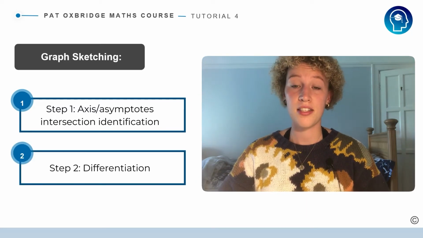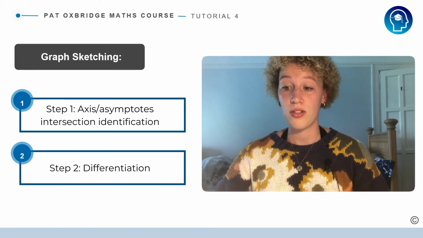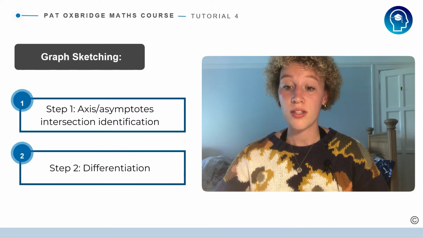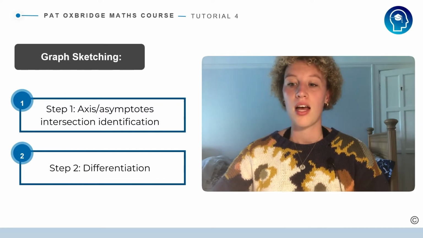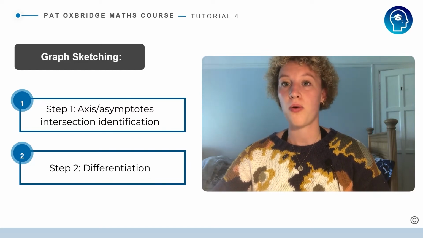Step 2 is to differentiate your equation. This helps you to find the turning points, and differentiate again to investigate the nature of the turning points. So you know that a derivative is equal to naught at a maxima or a minima, and the derivative of that derivative will tell you whether it's a maxima or minima.